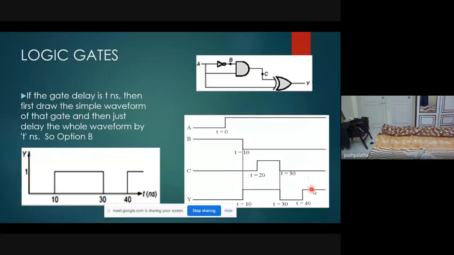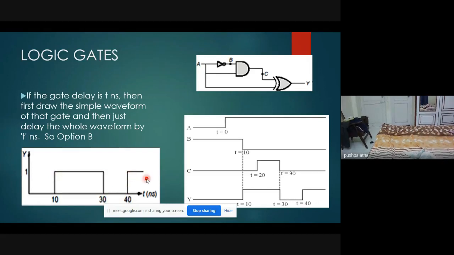Now look at the waveform. It started at t equal to 10. At t equal to 30 it came down. Why at t equal to 30 did it come down? The reason is the output of the AND gate is 0, so it came down to low. At t equal to 40 it goes high. So the option is actually 10, 30, and 40. Now this is your answer. Option B is the answer.